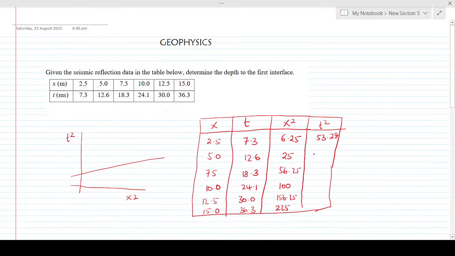When we come to the t, we take t squared. 7.3 squared is 53.29. 12.6 squared is 158.76. Then we continue: 18.3 squared is 334.89, 24.1 squared is 580.81, then 30 squared is 900, then 36.3 squared is 1317.69. So this is the data that we need to plot our graph.